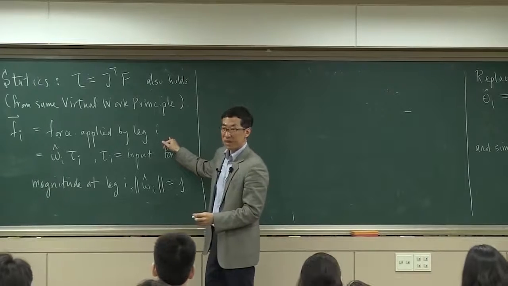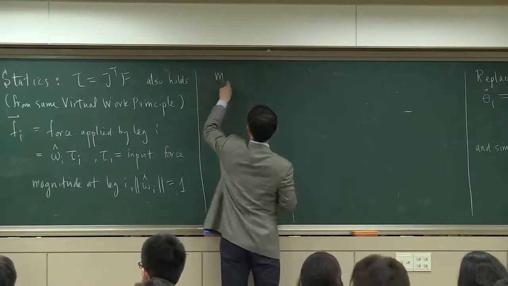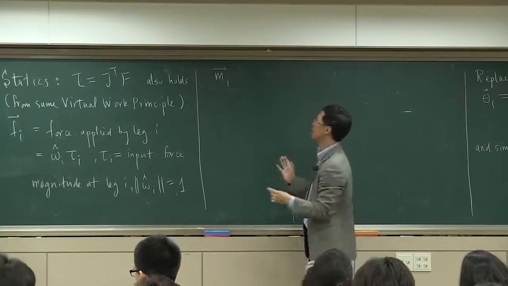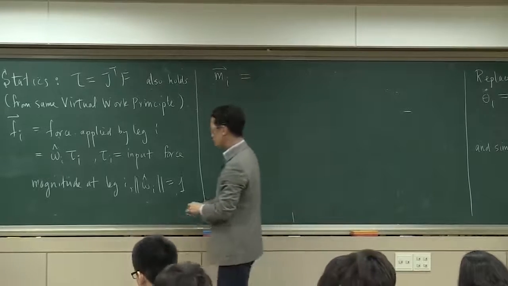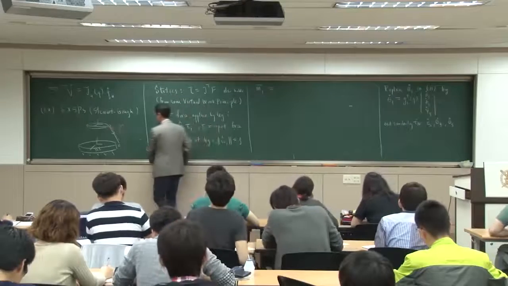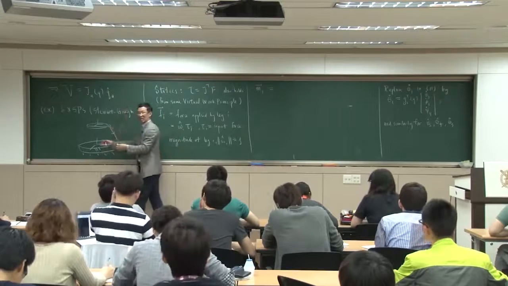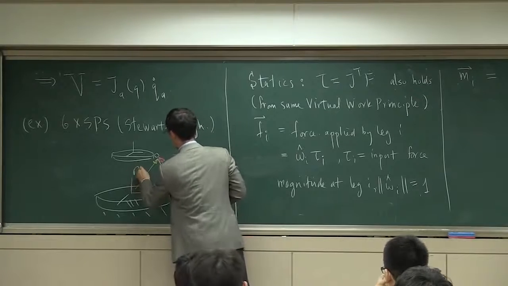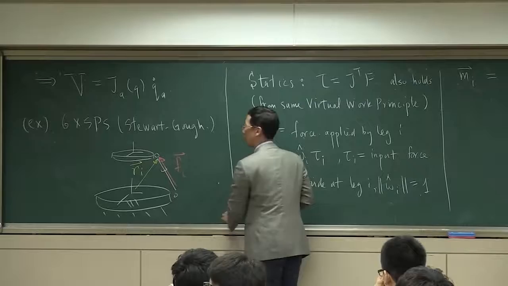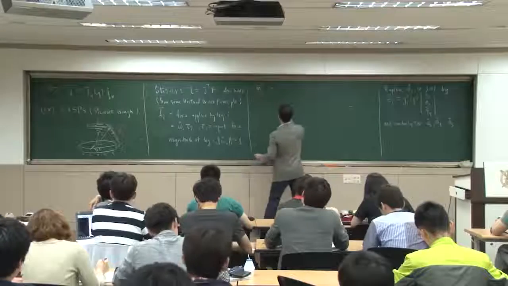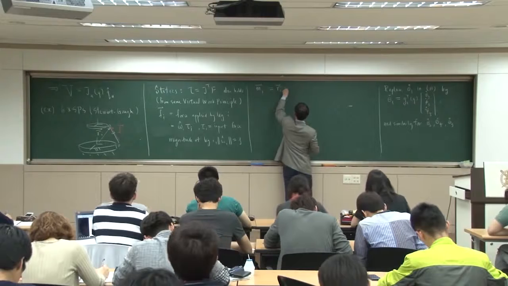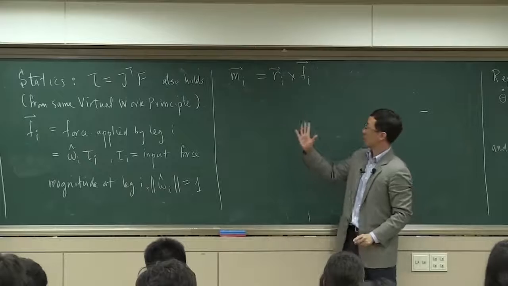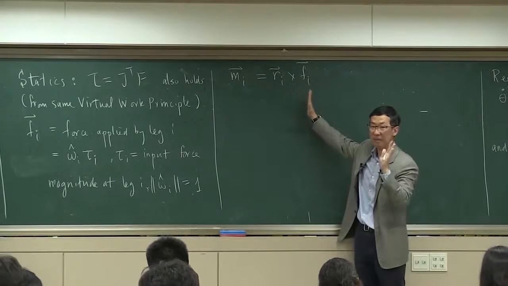What's the moment generated by this? Let's call it m sub i. It's the moment generated by f sub i. Well, we have to make a definition here. Let's use the fixed frame. So we need to define this vector. Let's call it r sub i. So m sub i is ri cross Fi. That's the moment associated with force Fi, written in terms of the fixed frame.